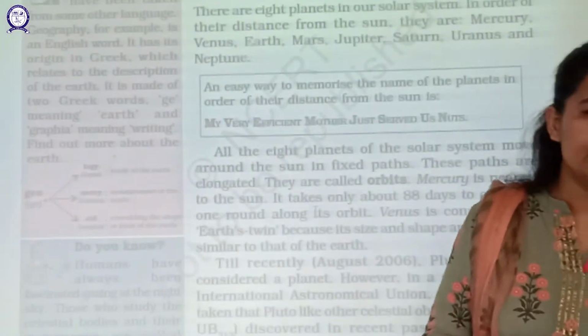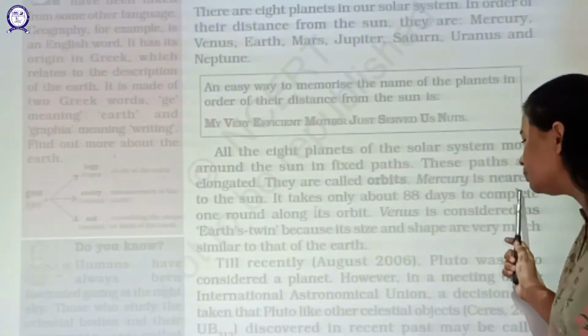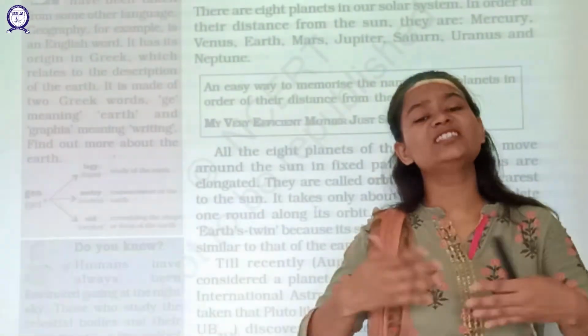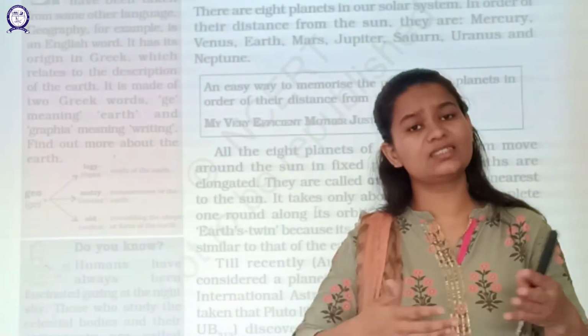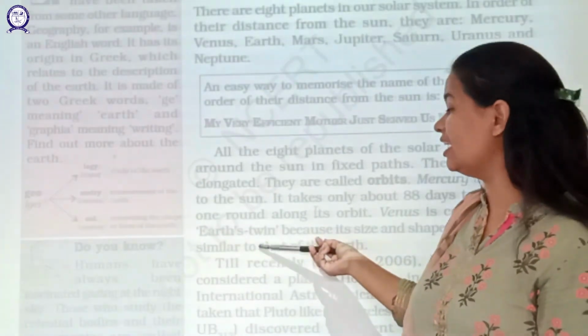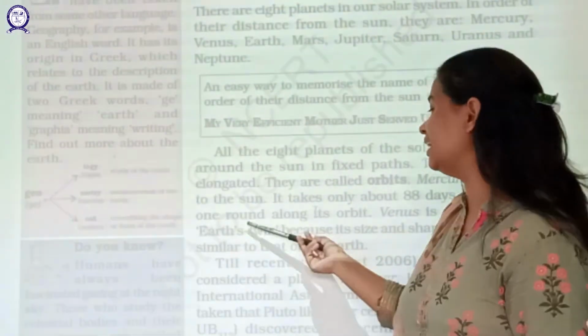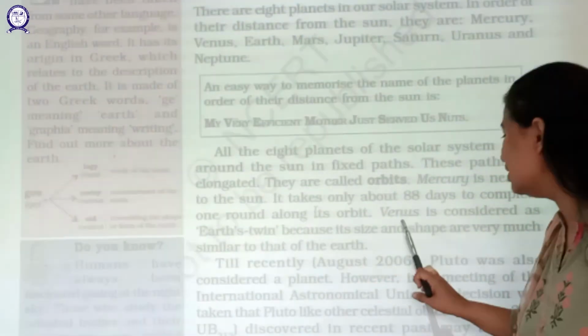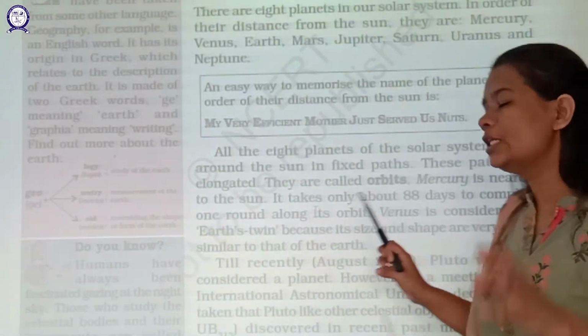Which is the nearest planet to the sun? Mercury is the nearest planet to the sun. Then one more question: which planet is considered Earth's twin? What are twins? Twins are similar in features; they have some commonality, some similarity between them. And Venus is Earth's twin. What does that mean? Venus is similar to Earth. That is why Venus is called Earth's twin. Why? I already told you: because the size and shape of Venus is very similar to that of Earth.